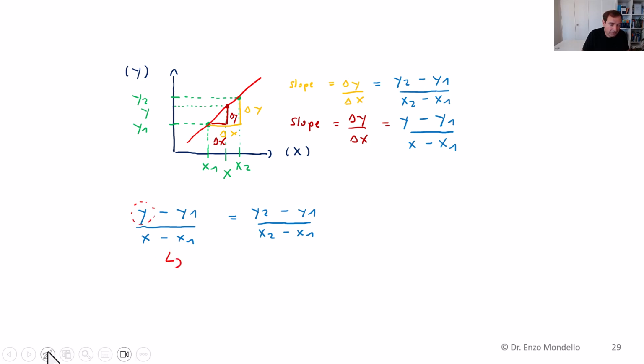In doing so, we will get the following equation. We have to multiply on both sides of the equal sign by x minus x1, and then add y1 on both sides of the equal sign. In doing so, we get the following equation: the dependent variable y equals y1 plus x minus x1 divided by x2 minus x1, multiplied by the difference between y2 and y1.